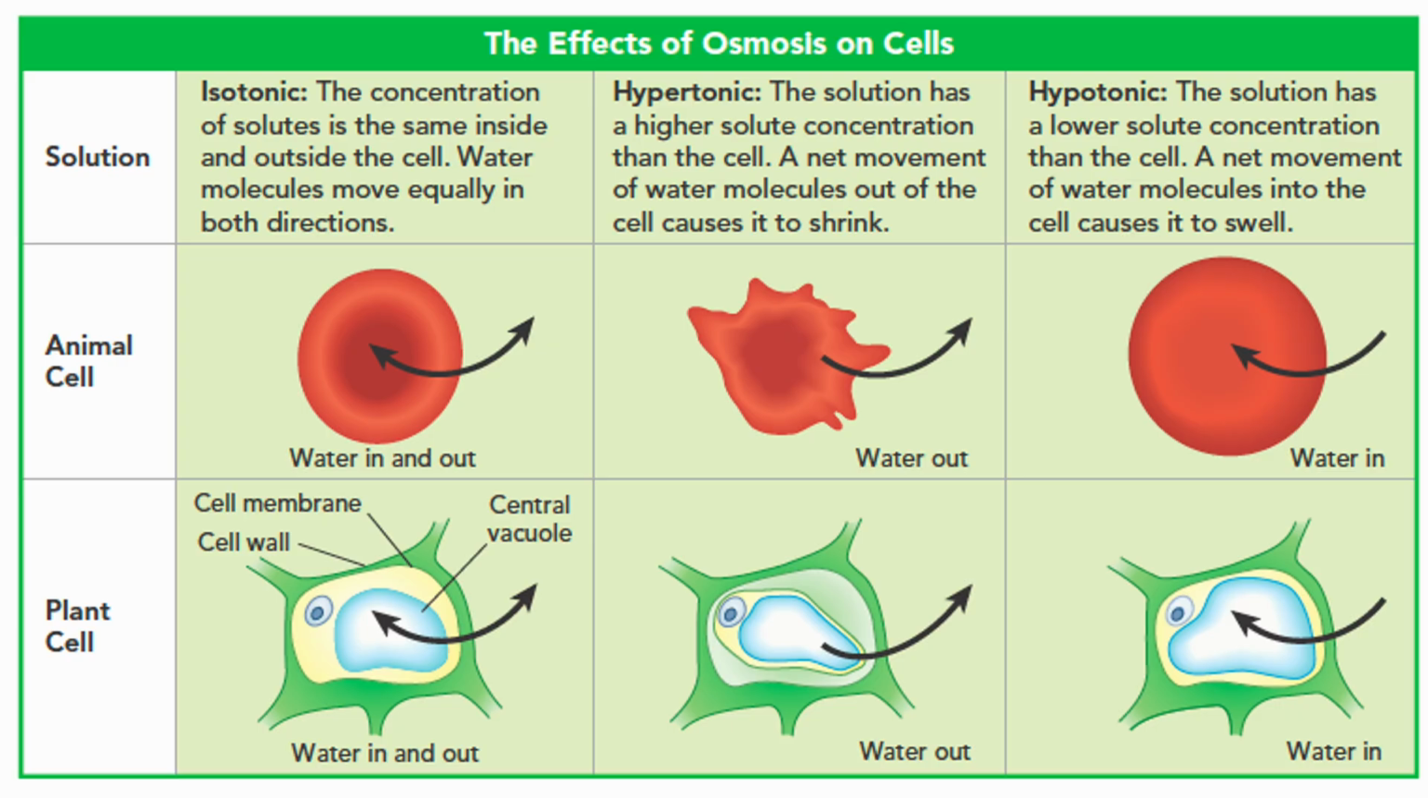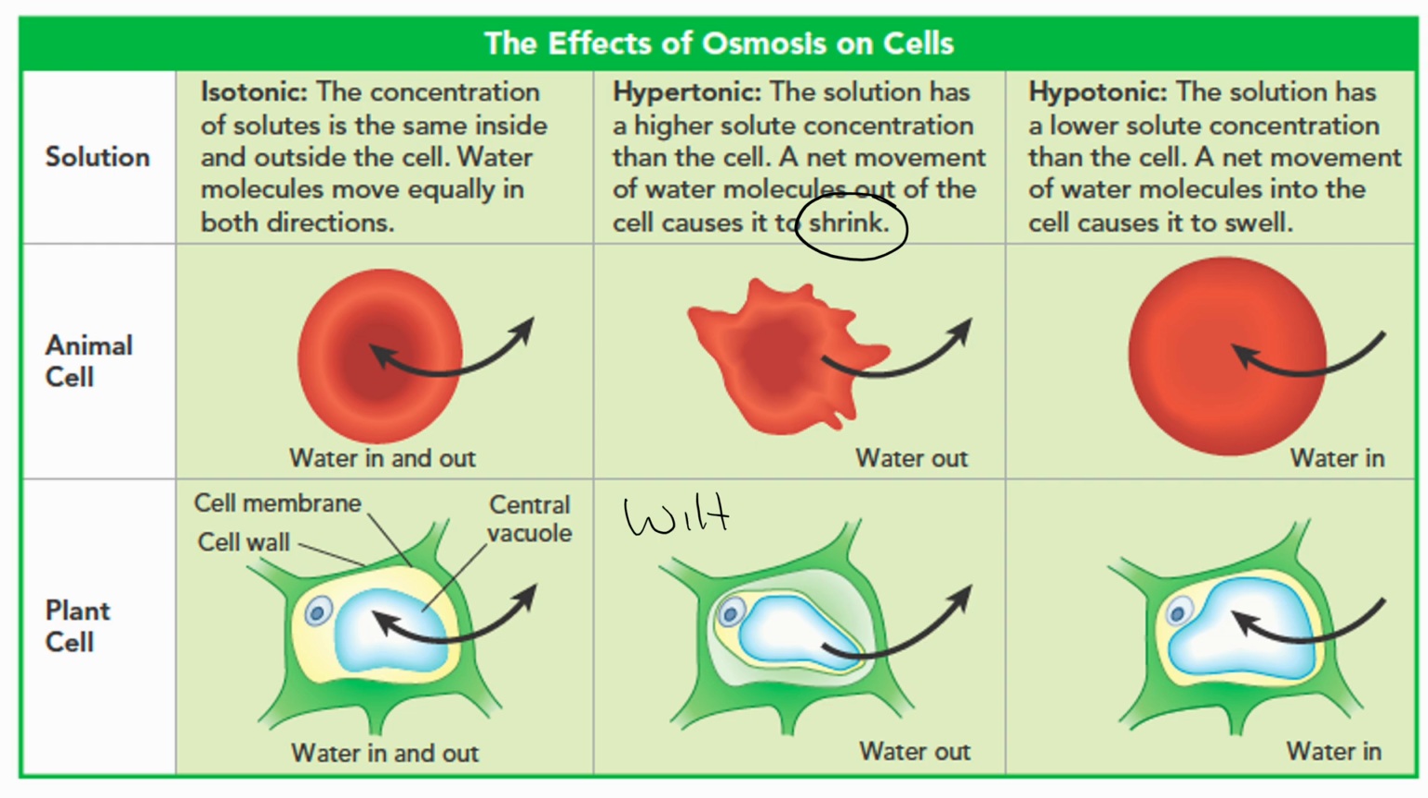Now, in a hypertonic solution, the solution has a higher solute concentration than the cell. Therefore, we're having a net movement of water molecules out, which causes the cell to shrink. Now, in a plant cell, this is also what causes the plant to wilt, as there's no longer any osmotic pressure on the cell wall.